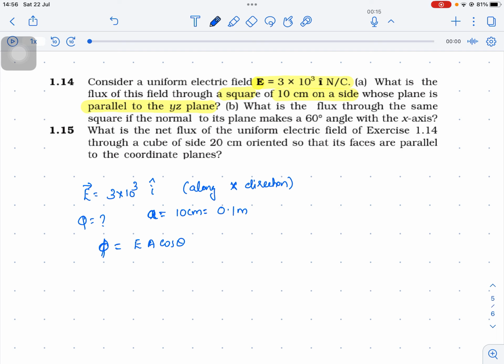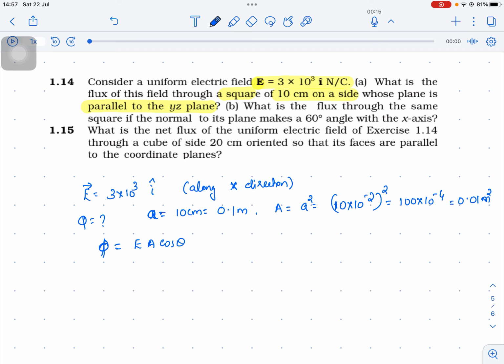You can find the value of area from the side length. Because it is a square, you can just take a square as the area. 10 centimeter is 10 to the power minus 1 meter, whose square is 100 into 10 to the power minus 4, or you can just write 0.01 meter square. 0.01 meter square is the area, which is in SI units.